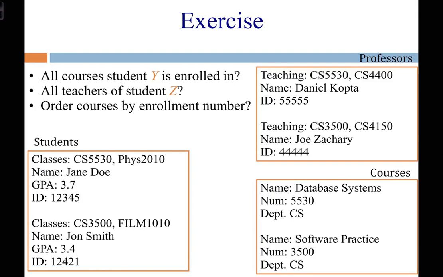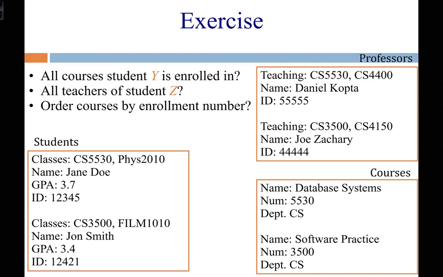Now let's say I want to ask some questions about this, questions that you might very well ask of a Canvas-like system. Find all courses that a particular student is enrolled in. Okay, that's easy. I just go find the student, and it has a list of those courses, because that's already included in the student record. But it gets a little more interesting when I have to cross-reference between pieces of data. Find all teachers of student Z. So find some student by name, and then find all of their teachers. That's not included in the student record, but it's kind of indirectly there. I can find their classes, and then use that info to find their teachers.